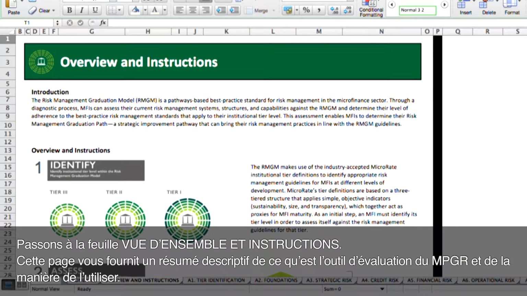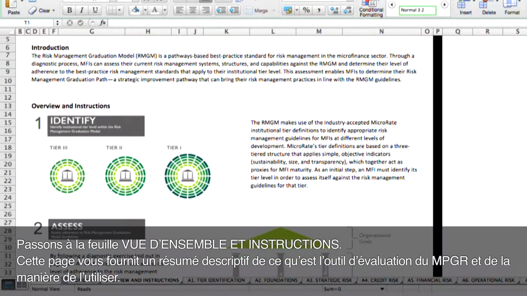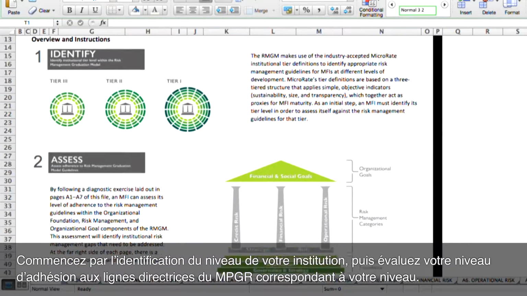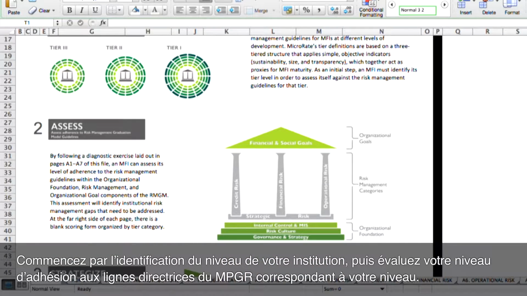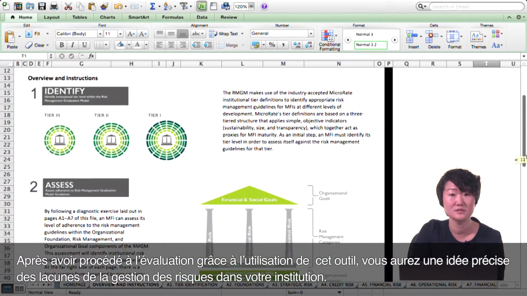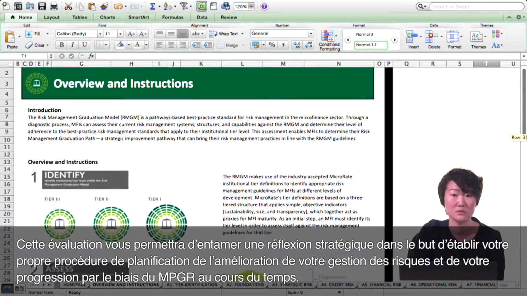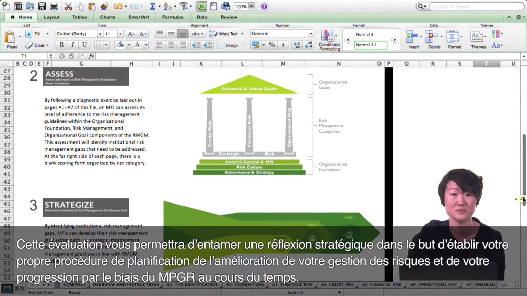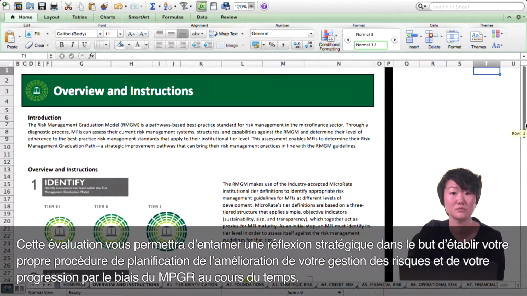Moving on to overview and instructions. This page provides you a summary description of what the RMGM assessment tool is and how to use it. Start with identification of your institution's tier level. Then assess your level of adherence to the RMGM guidelines per your tier level. After the assessment with this tool, you'll have clarity in your institution's risk management gap areas, which allows you to begin strategic discussions within your planning process for improvement and graduation through the RMGM over time.